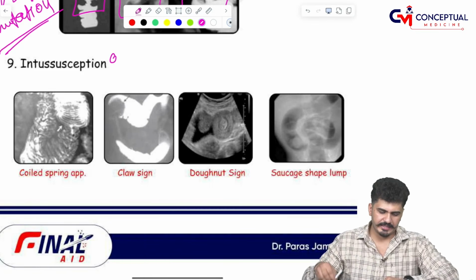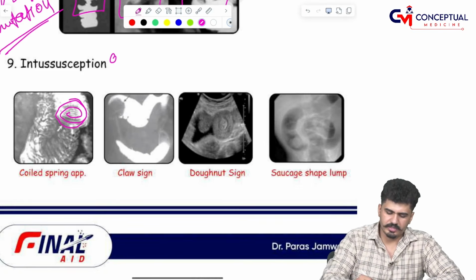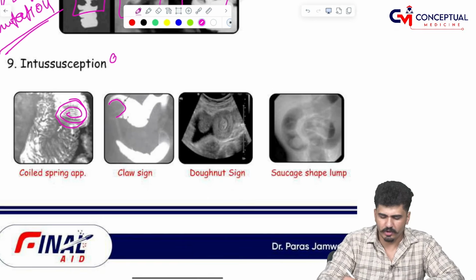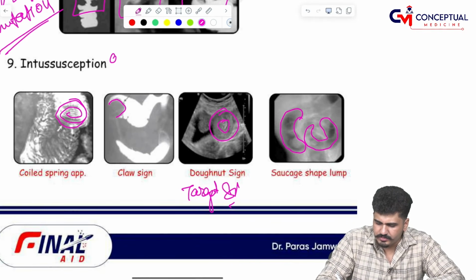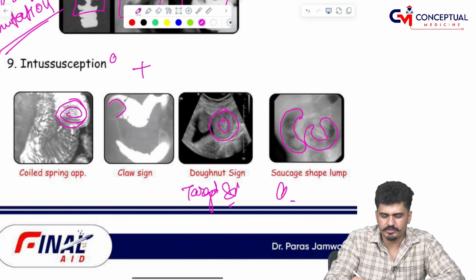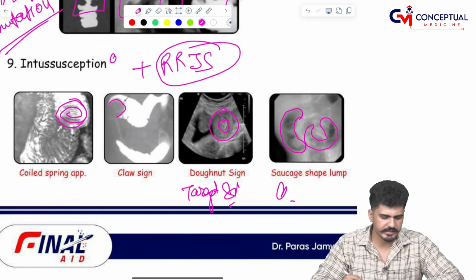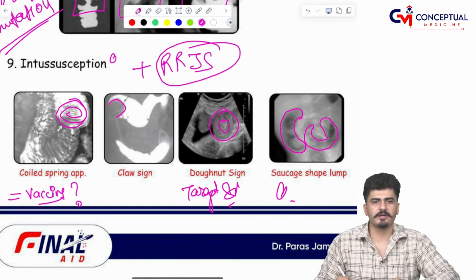So my dear friends, remember, number one, coil spring appearance. Claw sign you are going to see. Donut sign, this is also called the target sign. Also you are going to see a sausage-shaped lump. So these are the signs associated with intussusception. Plus the stool is going to be red currant jelly stool. Can you tell me which vaccine is associated with intussusception?